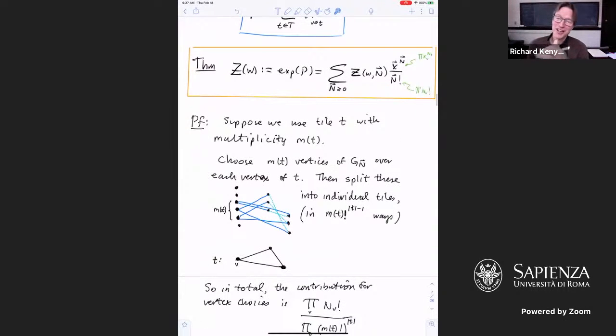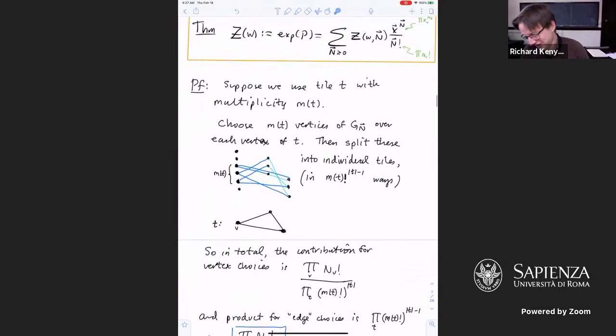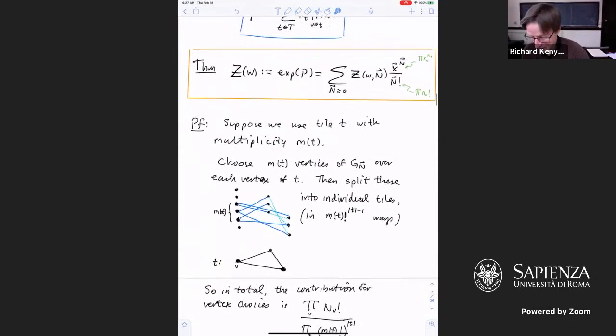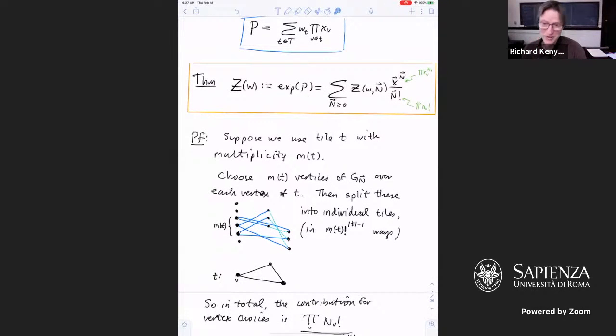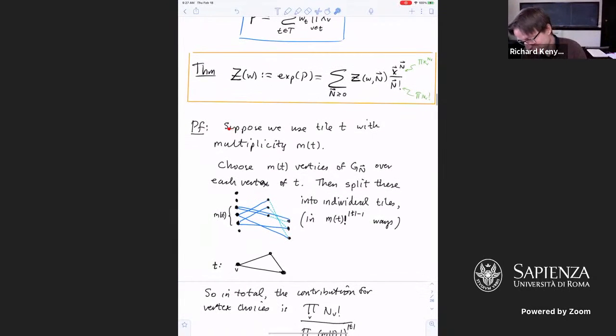If you're a combinatorialist and used to these things, you can write a proof in one line here. But for those of us who aren't, let me write it out. Somehow there's some general theorem about exponential generating functions counting multisets of objects. But let me just write it out here. Suppose we want to use a tile T with a certain multiplicity M of T.